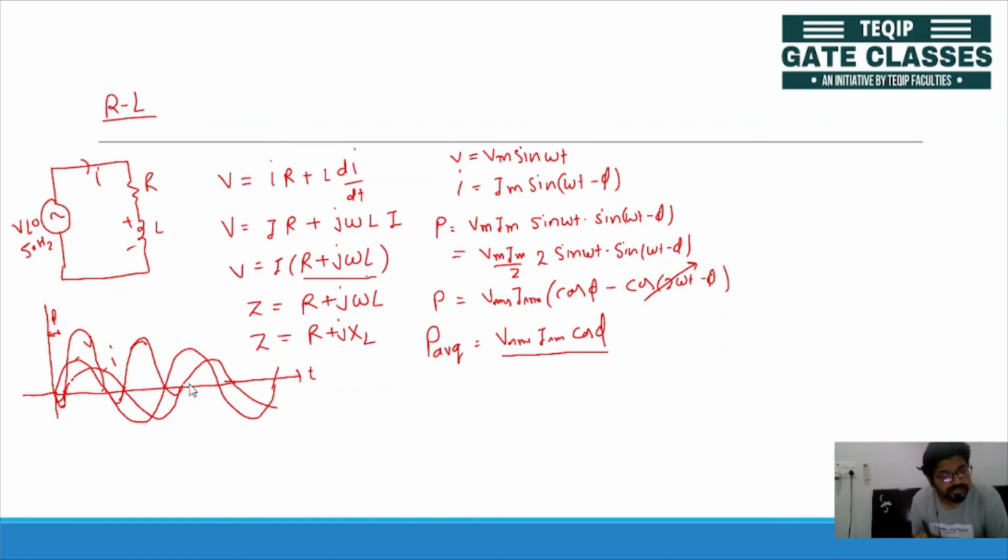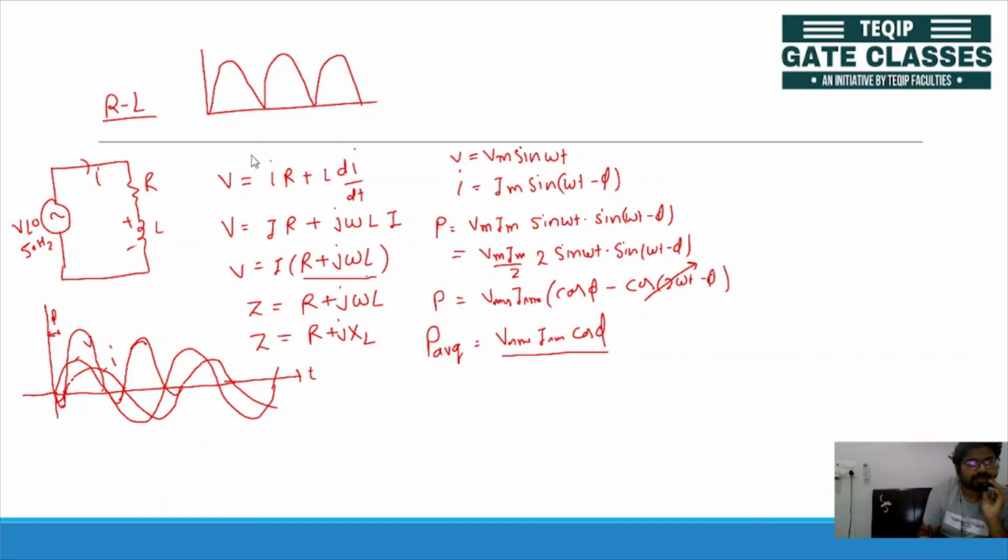But it is not equal to the average power we got in a purely resistive circuit, because in a purely resistive circuit we got only positive power, there was no negative power. In a purely resistive circuit the power waveform looks like this. There was no negative power. So this negative power is your reactive power, we'll discuss later.